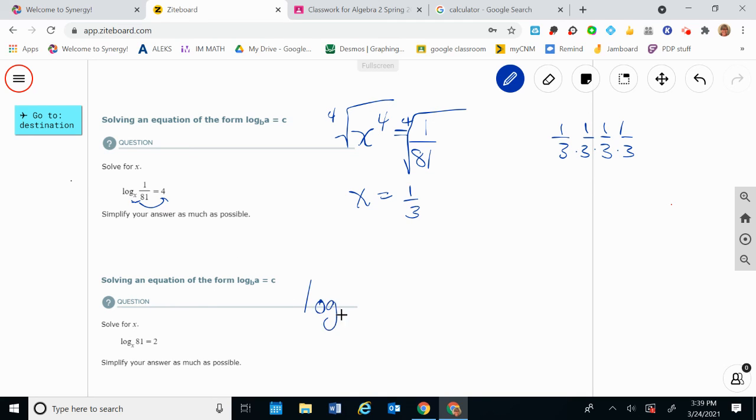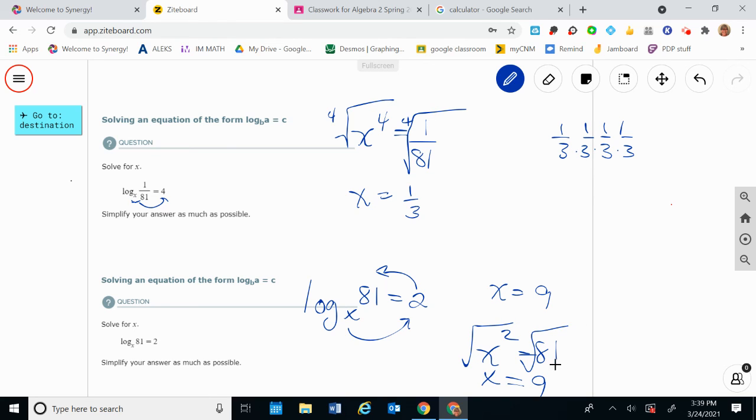Look at this one. It's log base x of 81 equals 2. So this one's a lot easier to see. What number squared is equal to 81? And then you could probably just go x is equal to 9. Otherwise, you get x squared equals 81. Change it to exponential, solve for x, and you'll get x equals 9.